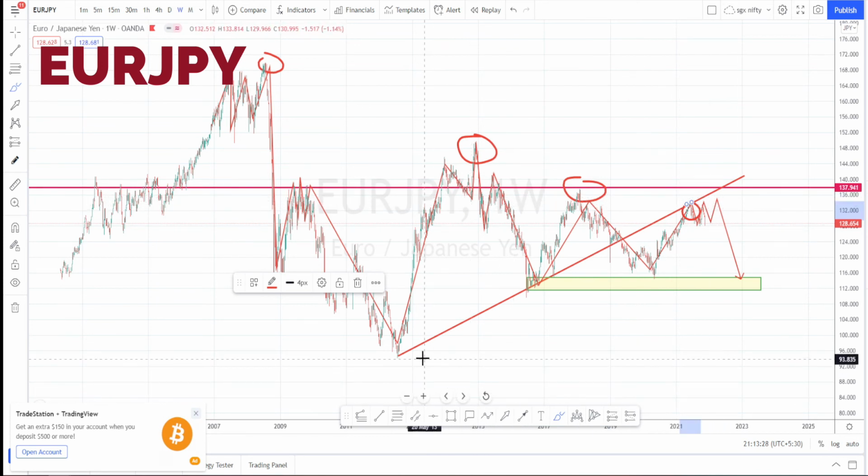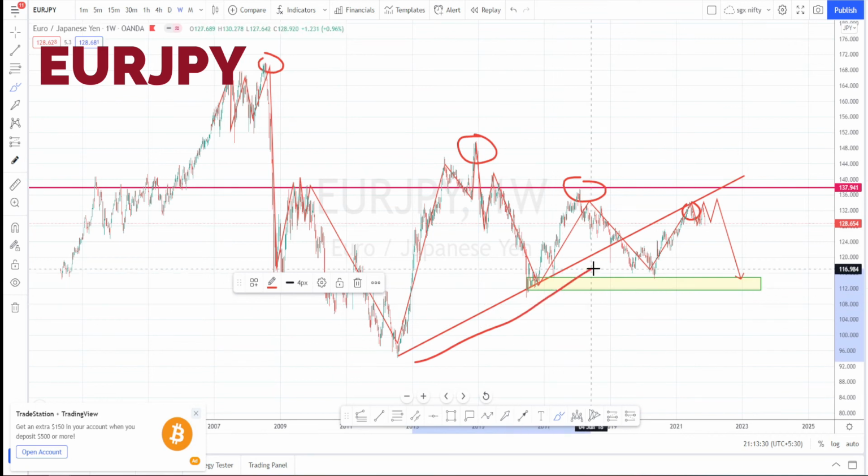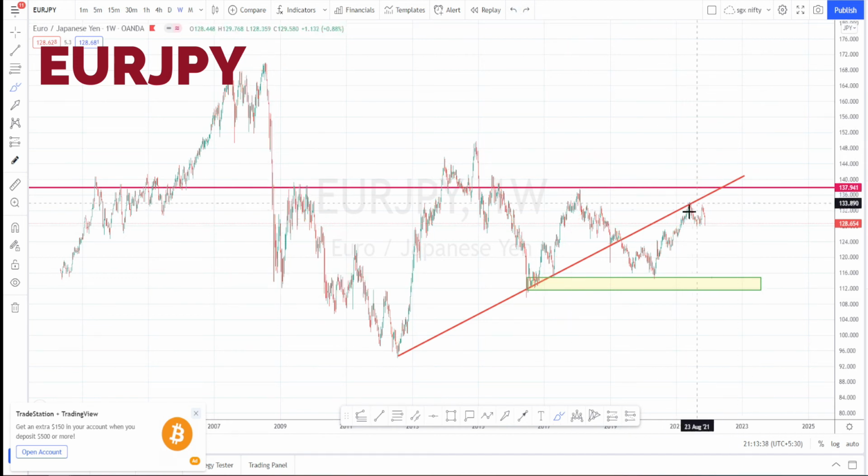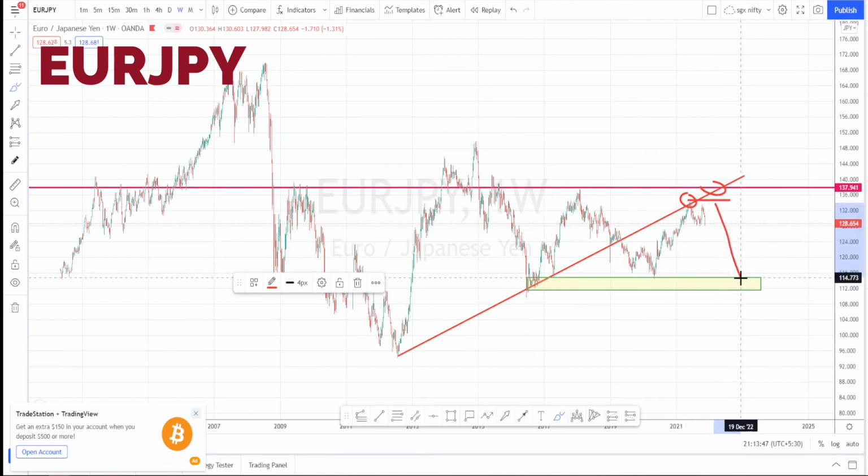I have drawn a diagonal support and resistance line. This was acting as a support over here. Presently, it is acting as a resistance line, and current price action did not manage to break this resistance level. So I am not expecting any more uptrend to continue. I am expecting a retracement to this level.